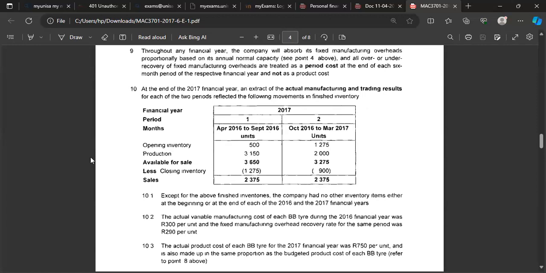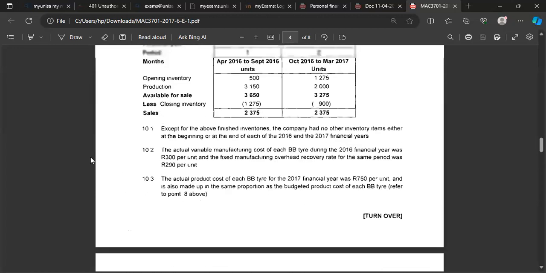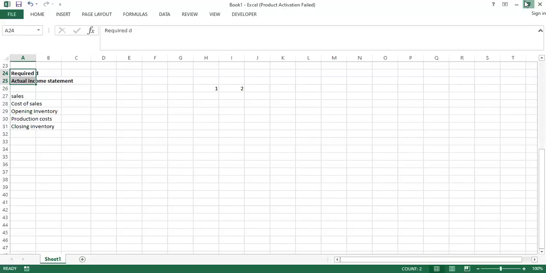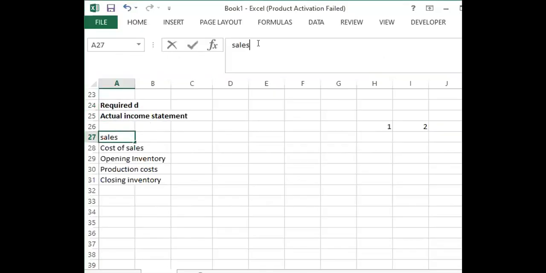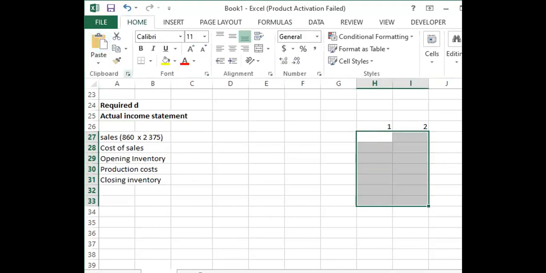All right, let's first check what the selling price is again. It's 860, right? All right, let's go. There we go. So this is going to be 860 times 2375. These are the same for both periods, so you can just leave it as it is. Okay, let me try and drag this further down.